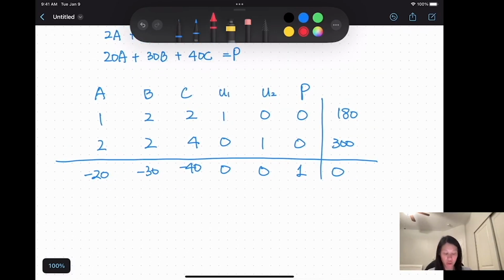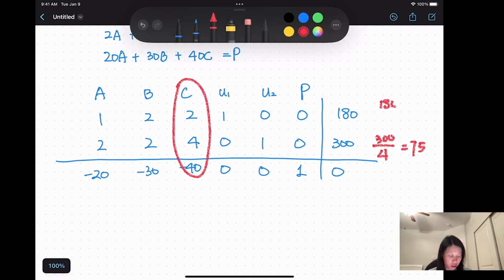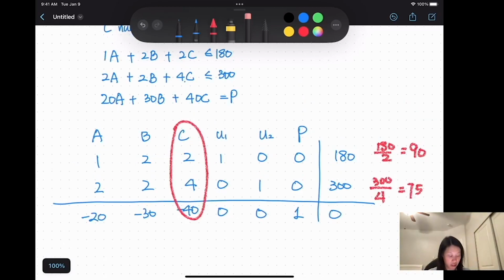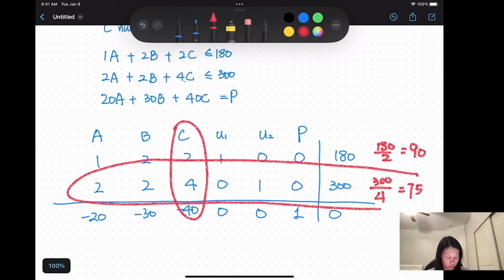All right, so what's the biggest negative number? So it would be negative 40. So this is going to be our pivot column. And now we need to find the ratio to figure out which one is going to be our pivot row. Since 75 is the smallest ratio, we're going to choose that. So that means 4 is going to be our pivot point.